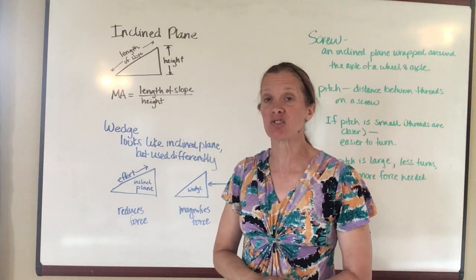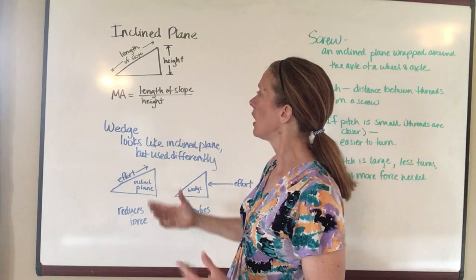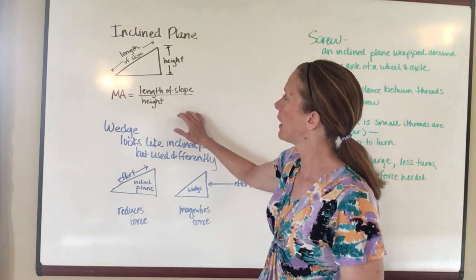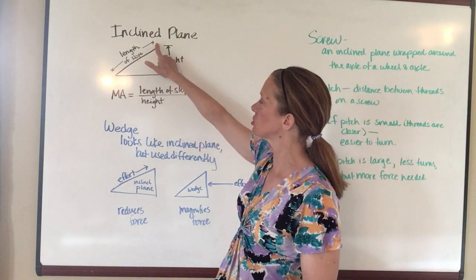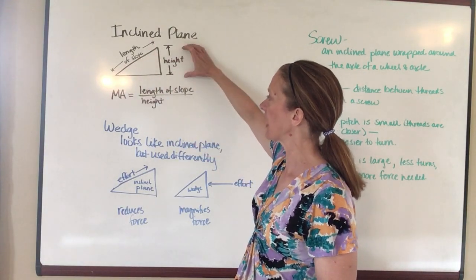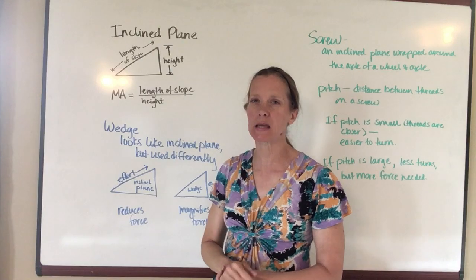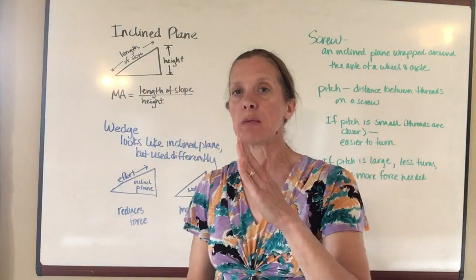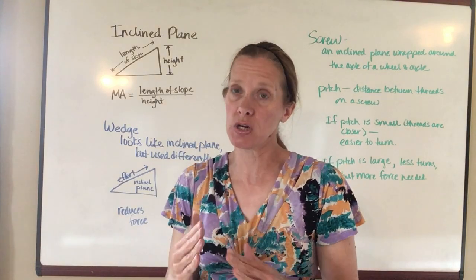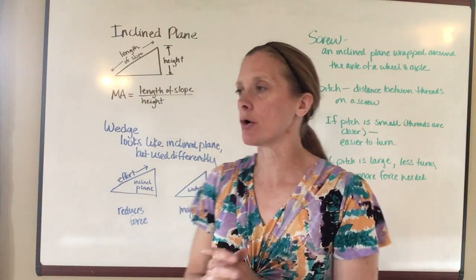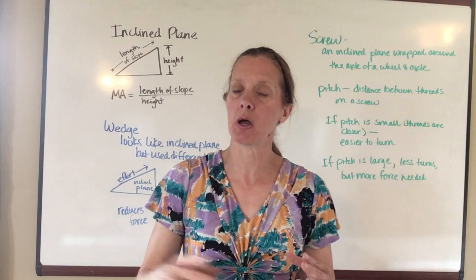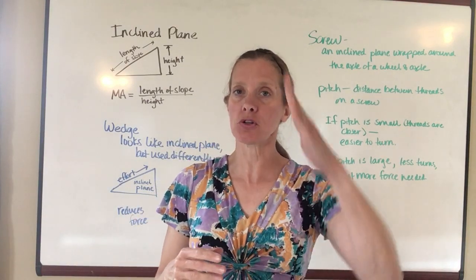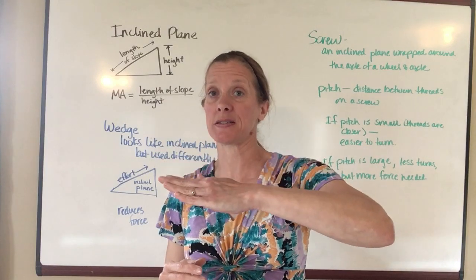Normally we think of this as just a plain old ramp. And to find the mechanical advantage of a ramp, we're going to take the length of the slope and divide it by the height. Now, again, intuitively, you are already aware that the more steep the ramp is, the harder it is to get up. And so if you want to go up a ramp and you want a whole lot less force, you're going to have to make the ramp a whole lot less steep.